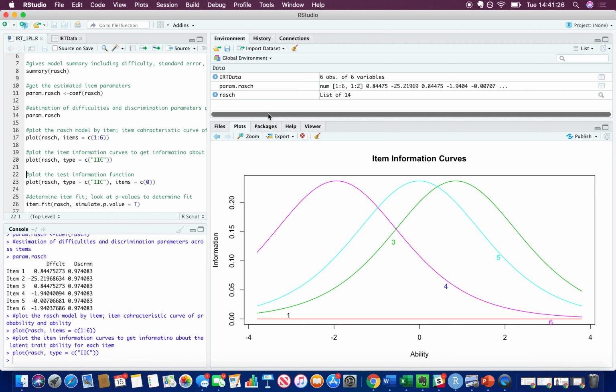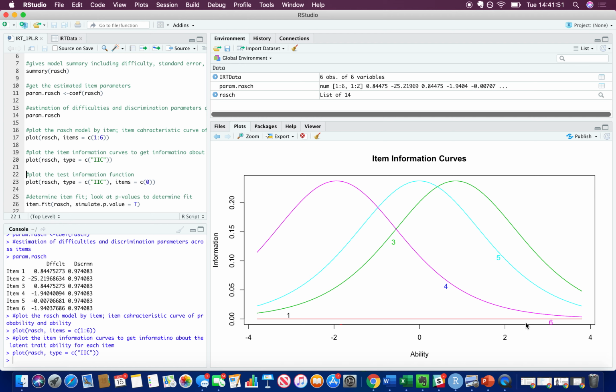So a really good example is this red line here. I don't remember which one that is. Item 2. Because no matter what your ability, there's no differentiation.